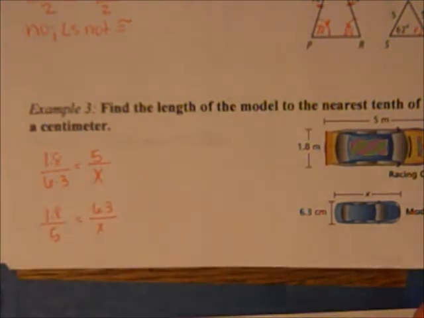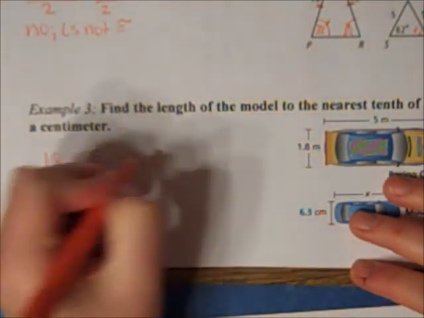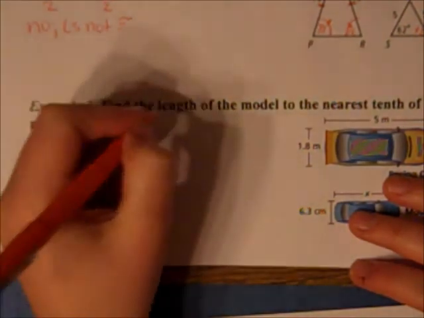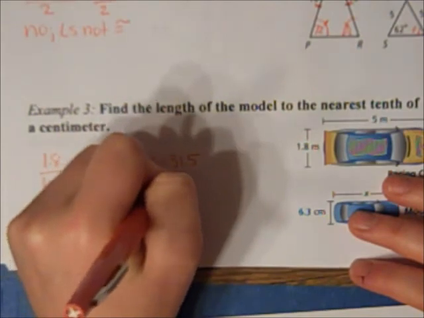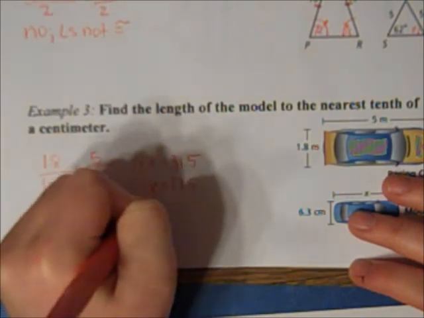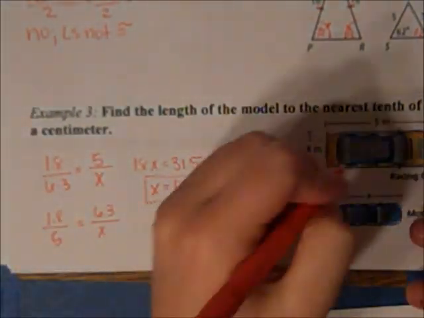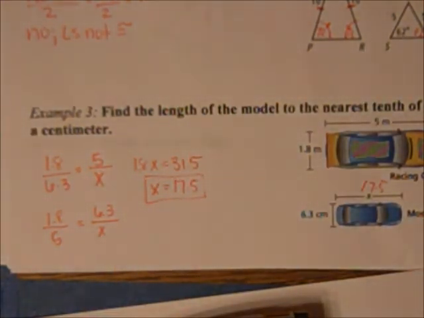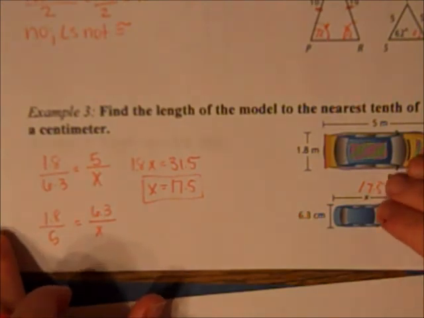Okay, so then we just cross multiply. 1.8x is equal to 6.3 times 5, 31.5. Divide by 1.8, x is equal to 17.5. Okay, then you can always go back and check to make sure you did this right by finding your ratio. 1.8 divided by 6.3, this has a ratio of 0.29. 5 divided by 17.5, this has a ratio of 0.29, so I know I solved the problem correctly because the similarity ratio stays the same.